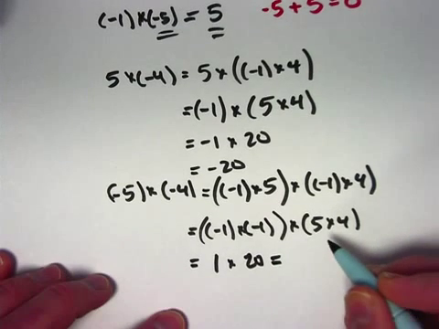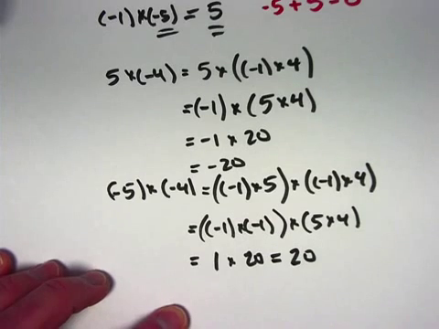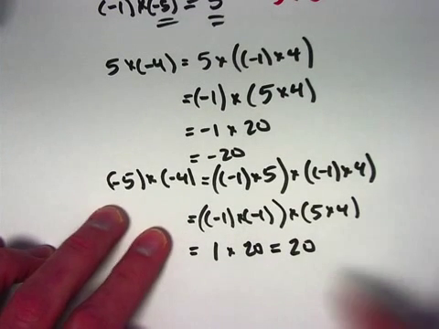And 1 is the multiplicative identity. 1 times anything is that anything. 1 times 20 is 20. So indeed, negative 5 times negative 4 is positive 20.